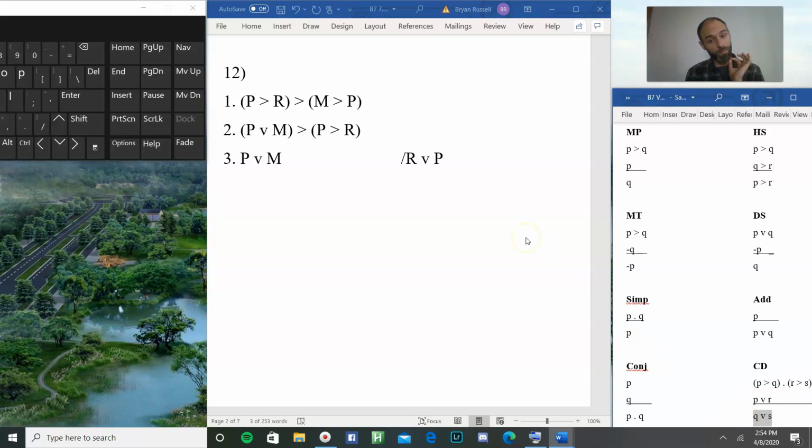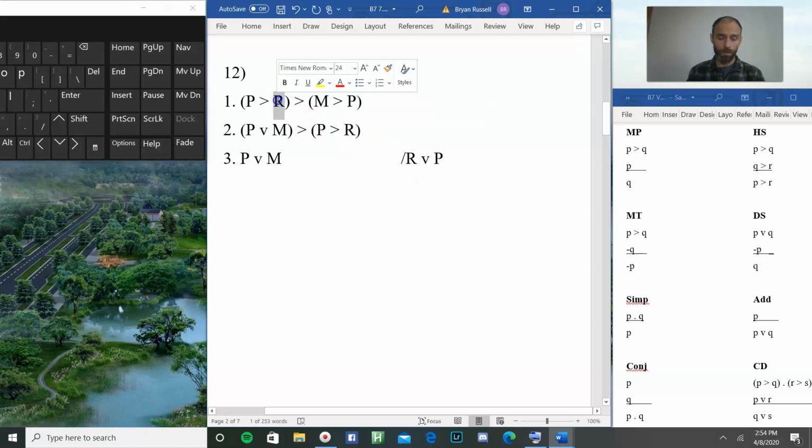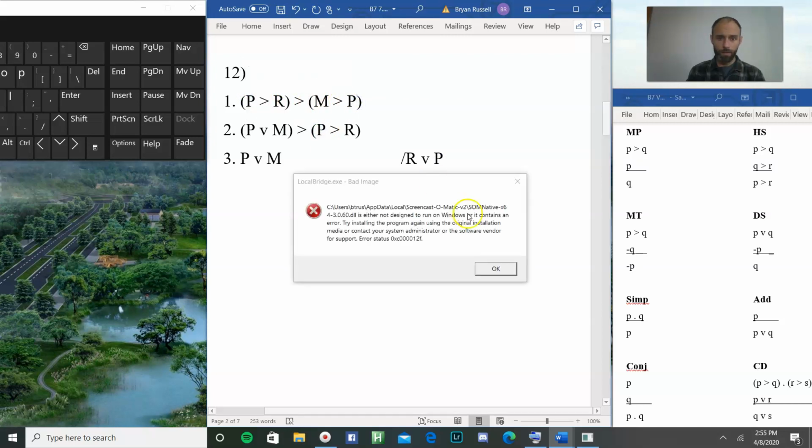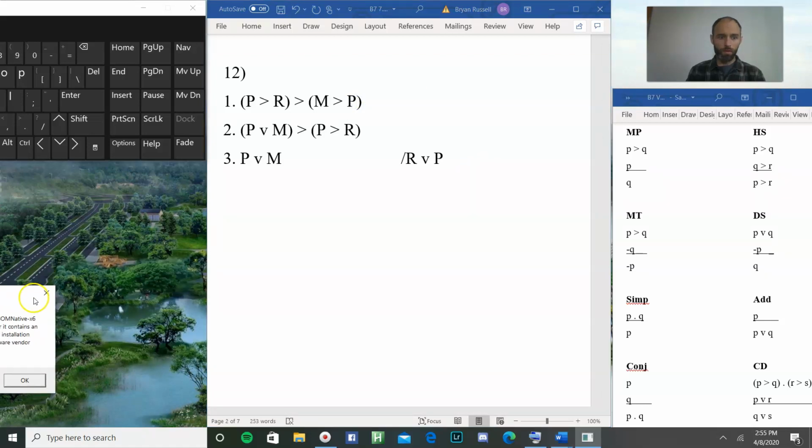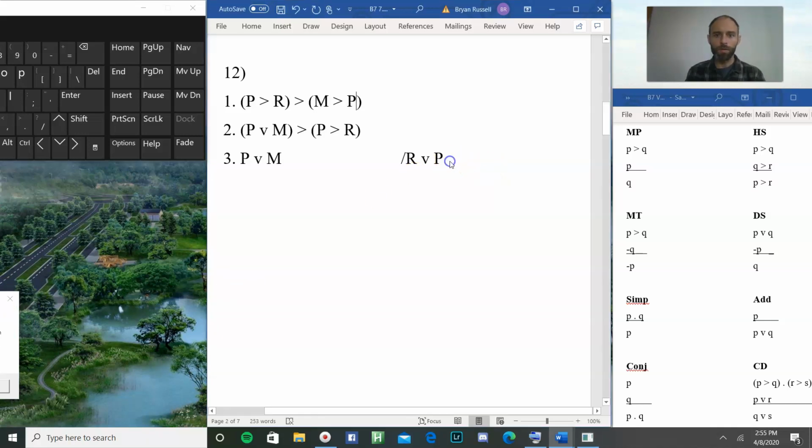So the way we can figure out if this is going to be a constructed dilemma is see if the disjunction that we have here is a disjunction of consequence. So let's see where we find R. R is a consequent here. It's also a consequent here. So P horseshoe R. And then where do we find P? Well, P is an antecedent here, but it's also a consequent here. So I bet we're going to be using constructive dilemma to derive this conclusion.